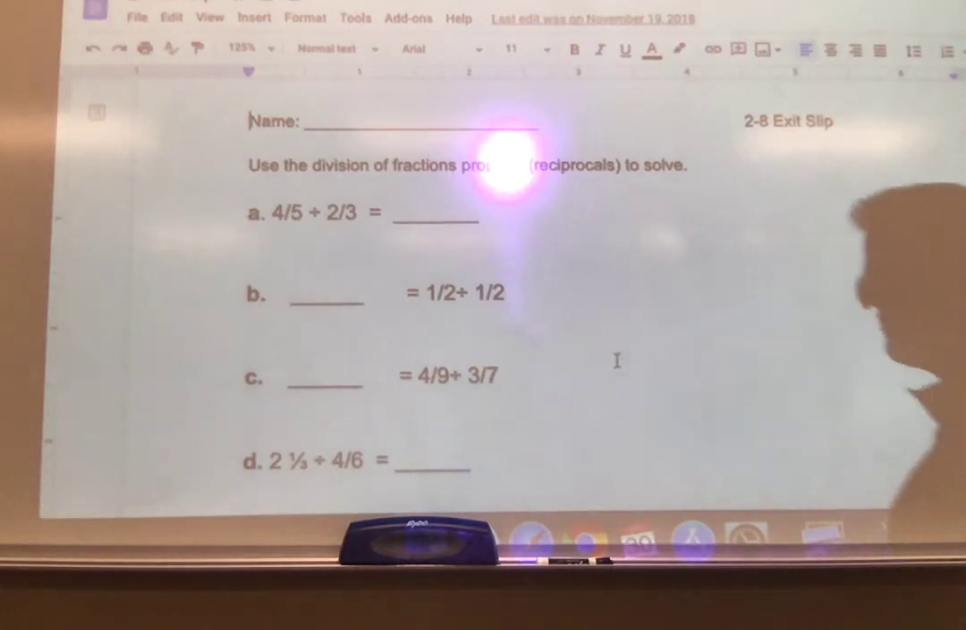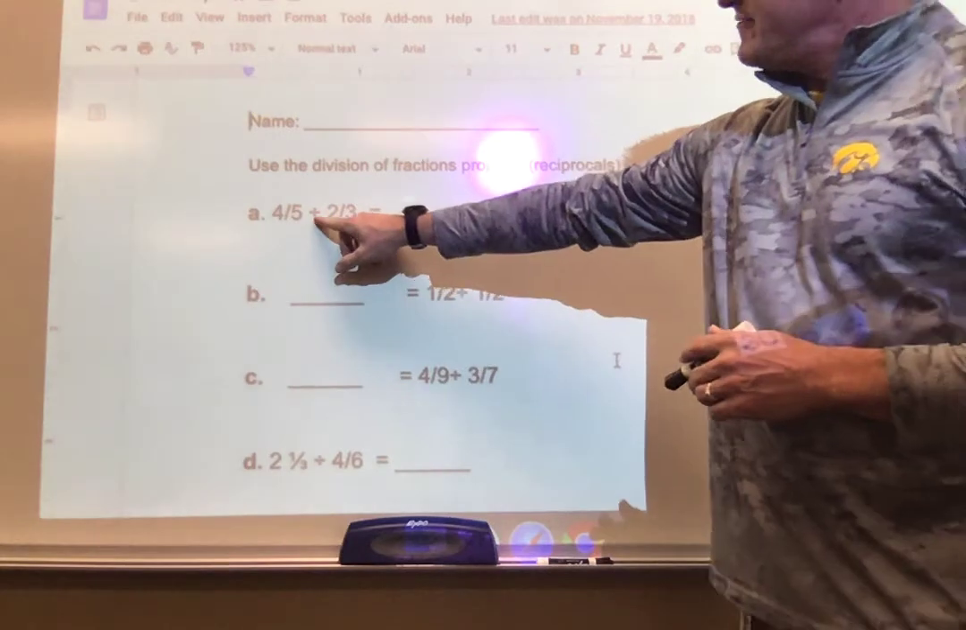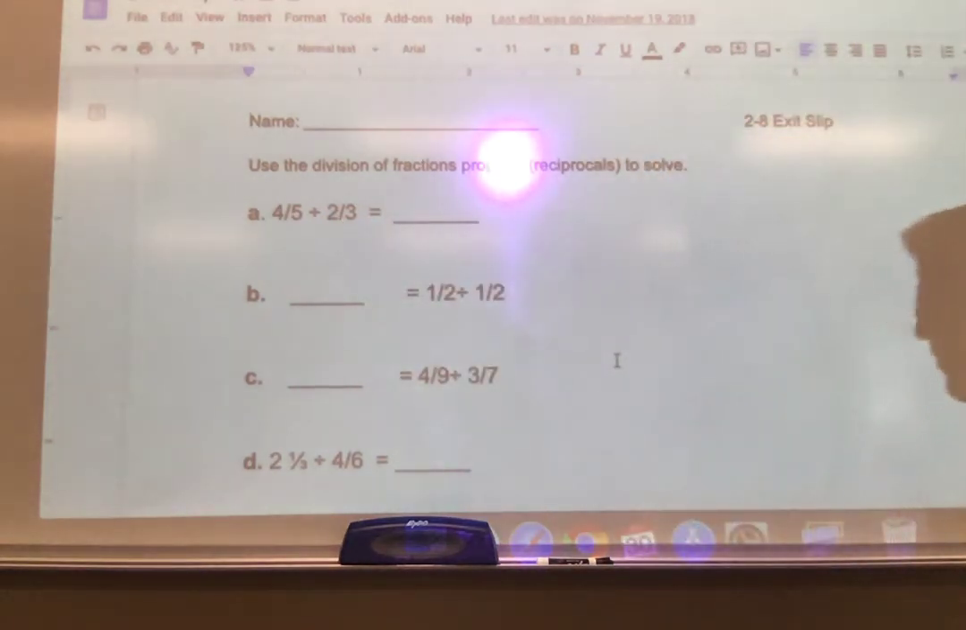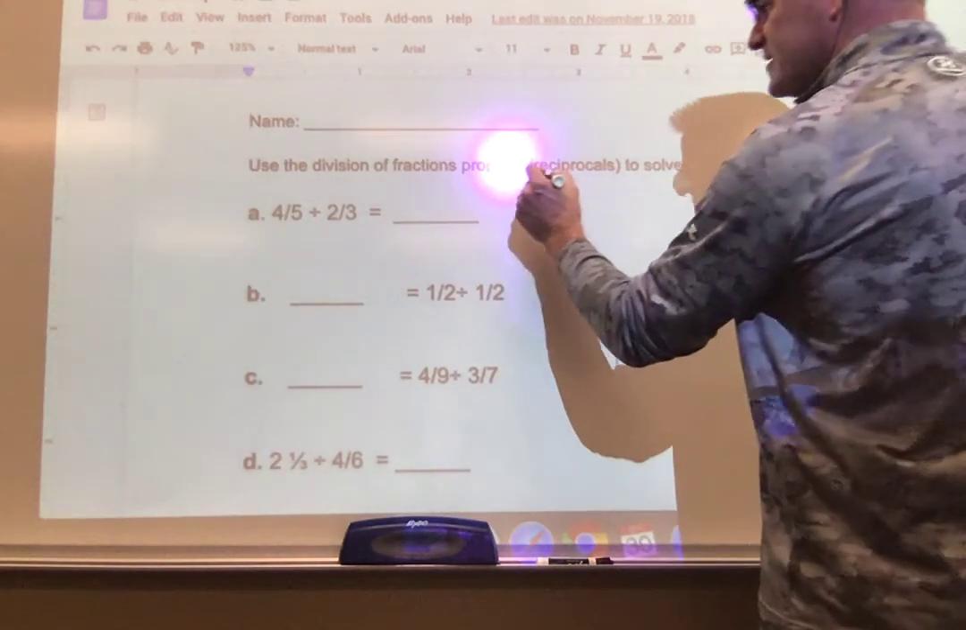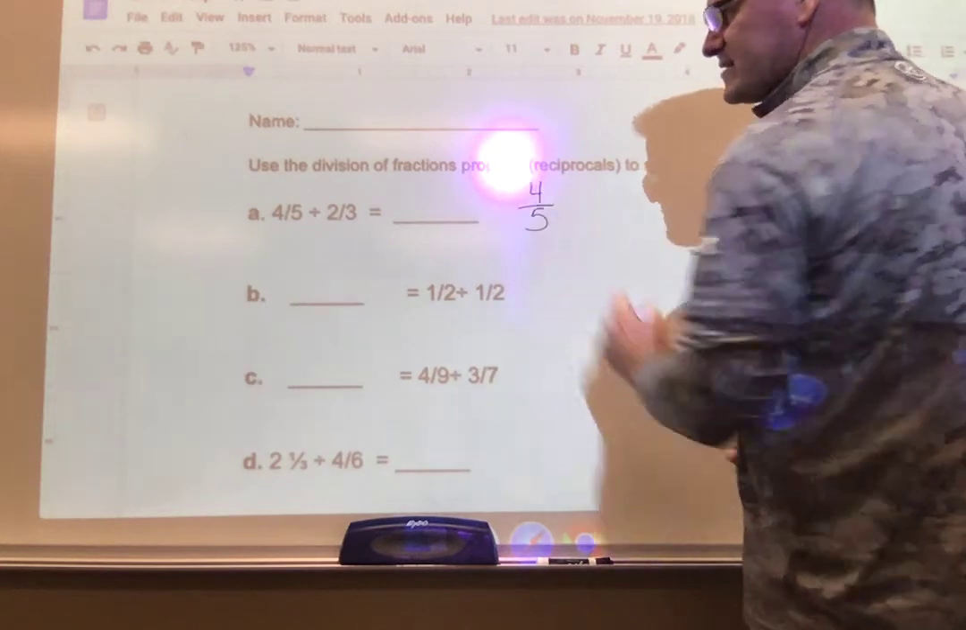So in this case, we're starting with the dividend of 4/5 and dividing into groups of 2/3. And it's pretty hard to divide into groups of 2/3 and to visualize that or draw pictures. So we're going to use this reciprocal way. So remember, the first number always stays the same. That's what's being divided up.